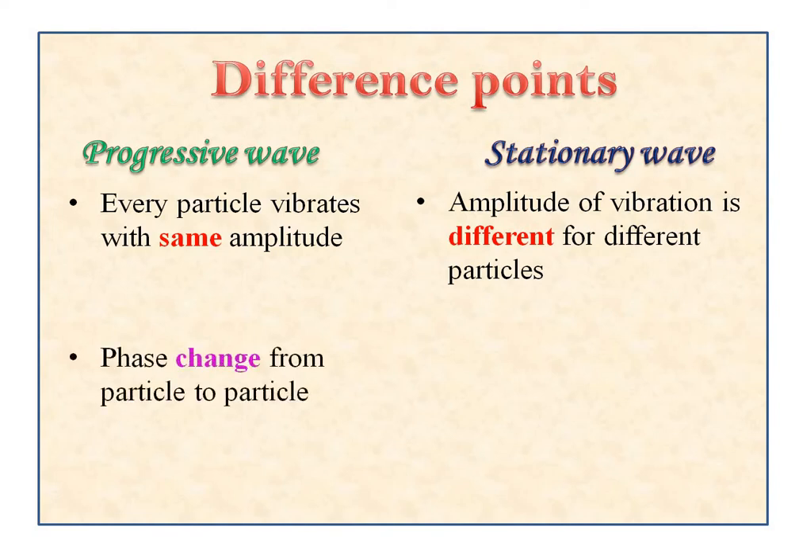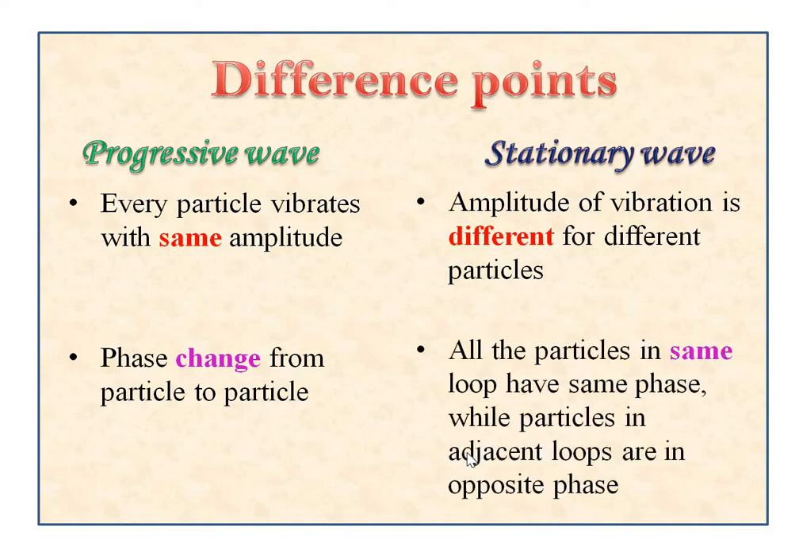In a progressive wave, phase change from particle to particle occurs. In stationary waves, all the particles in the same loop have the same phase, while the particles in adjacent loops are in opposite phase. So these are the major difference points between progressive and stationary waves. Let's see the next point.